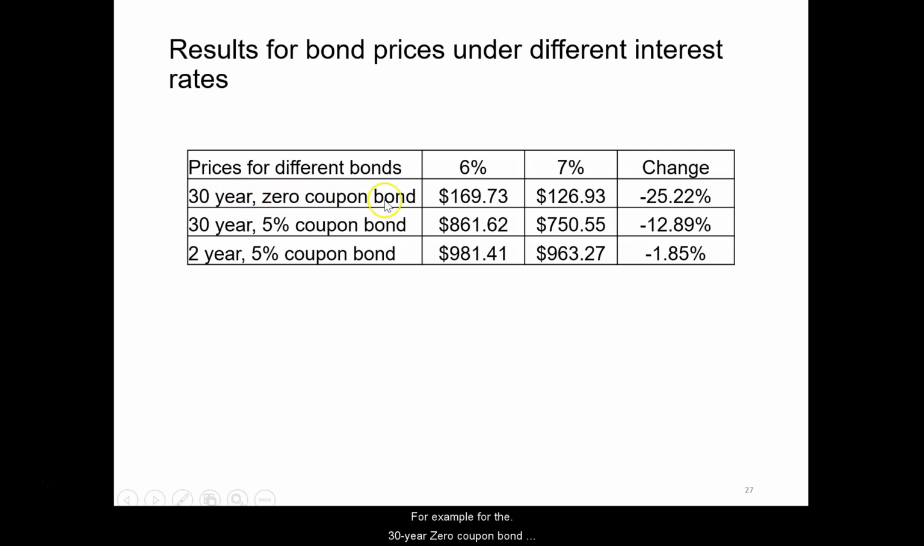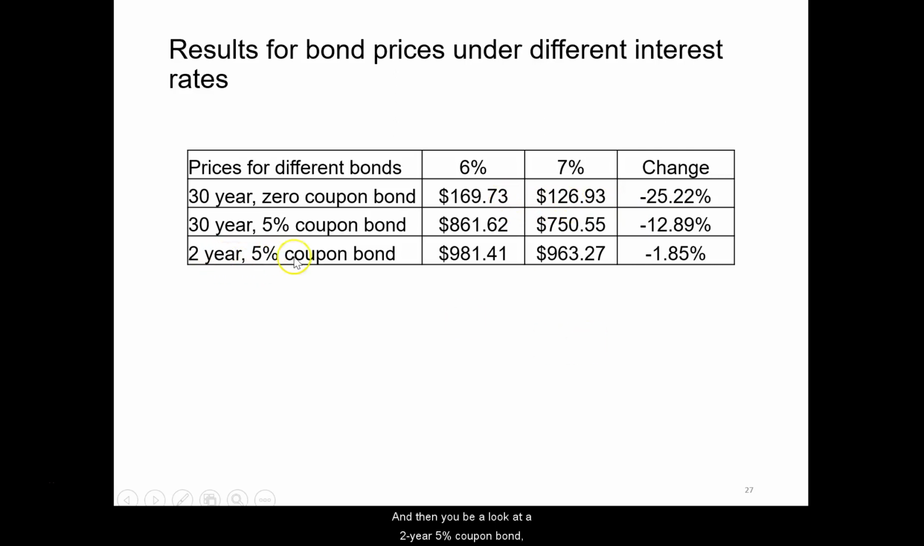For example, for the 30-year zero coupon bond, when the interest rate is 6%, you would calculate the price. Under semi-annual compounding, it will be this much, and under 7%, the price will be this much. Based on these two numbers, you can calculate the change. The change would be what you have as a new price, 126.93 here, minus the old price, 169.73. So apparently that will be a negative number, and then divided by the original price of 169.73. So the change here means that once the interest rate goes up from 6% to 7%, this 30-year zero coupon bond lost about a quarter of its original value.